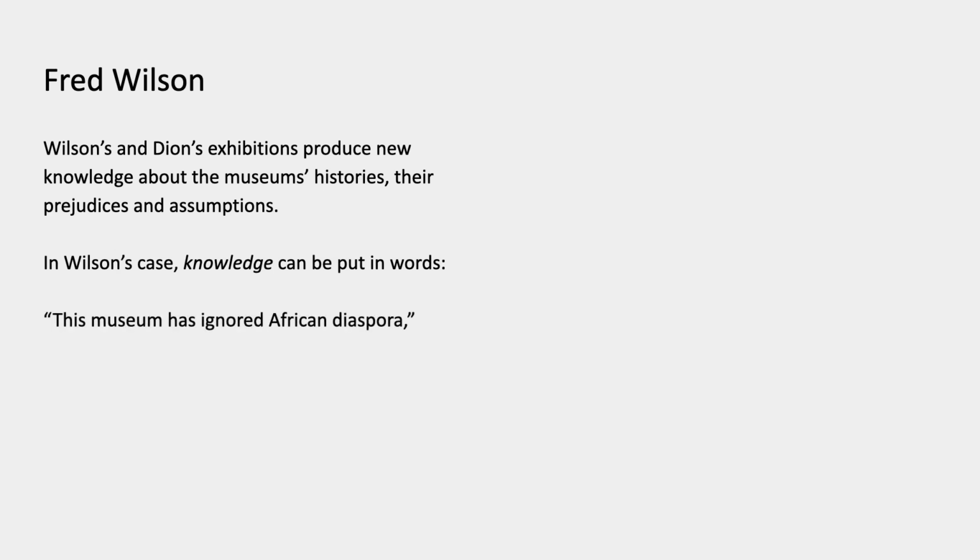Wilson's and Dion's exhibitions seem to produce new knowledge about museums' histories and their prejudices and their assumptions and so on. But in Wilson's case, the knowledge can usually be put in words. You can say something like, this museum has ignored African diaspora, or this museum has made the ethnicity of its security staff invisible, that kind of thing. With Dion, you can't usually put the knowledge into words, but you reflect on the ways that museums have stored and displayed objects and the kinds of meanings that they've tried to produce by arranging objects.